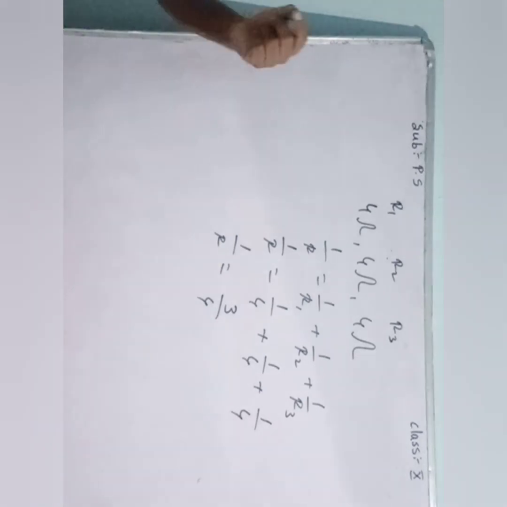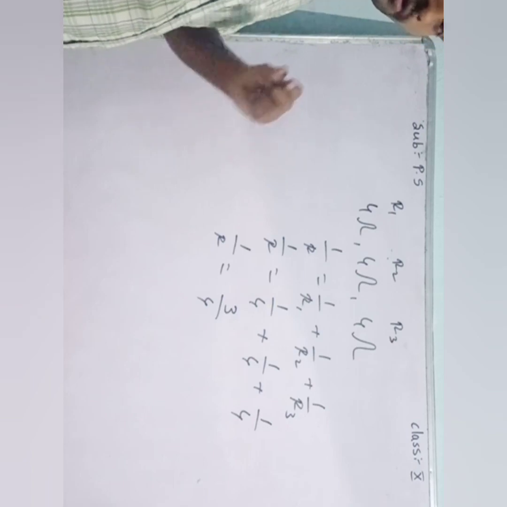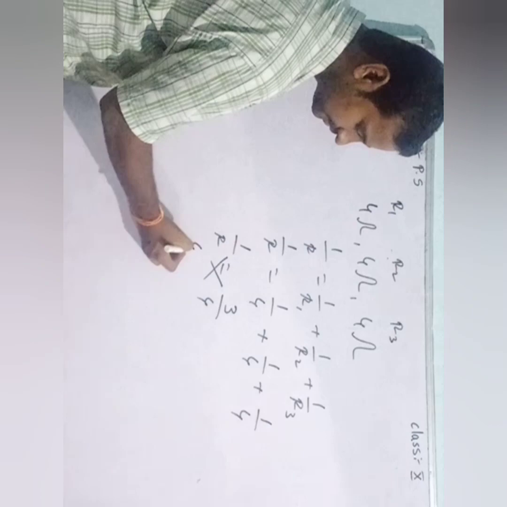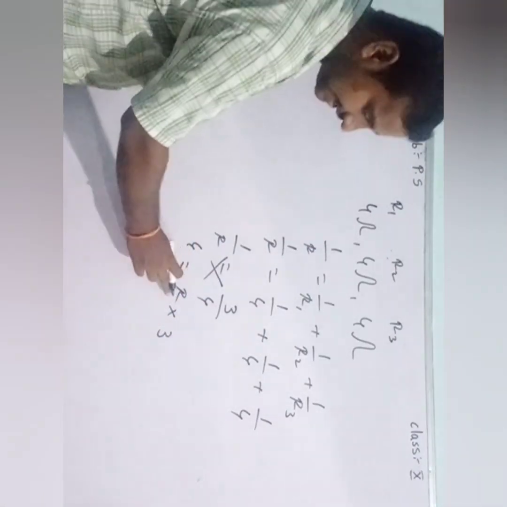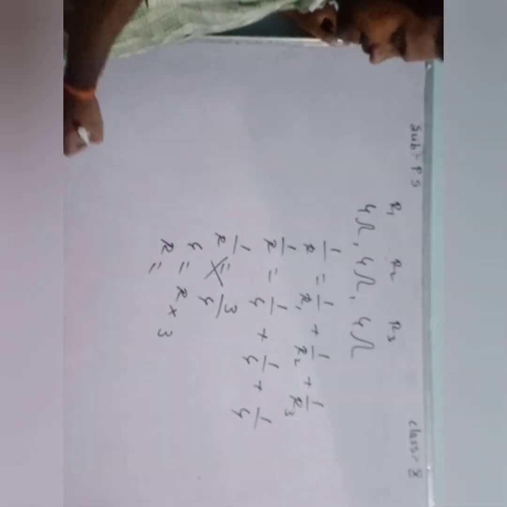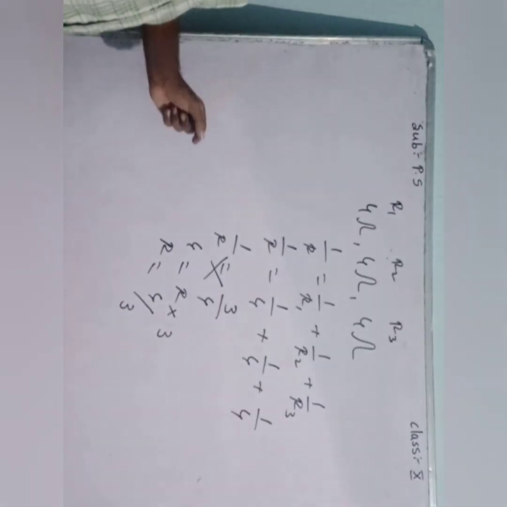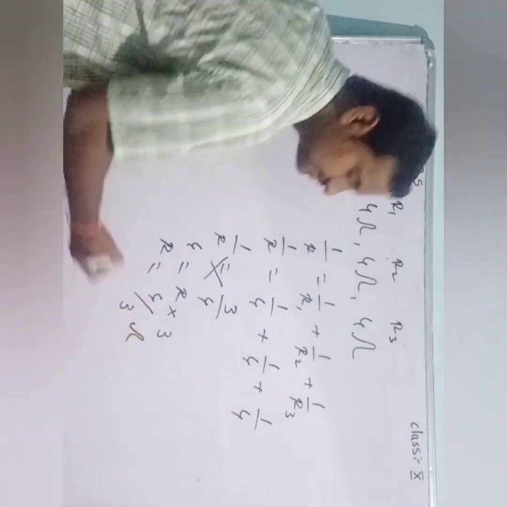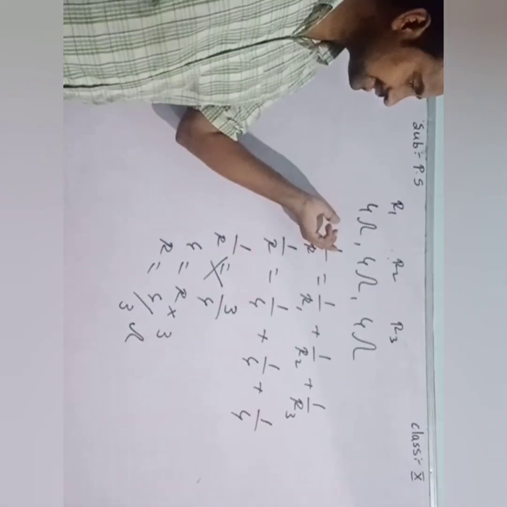But we have to find the R value, or equivalent resistance. So just do the cross multiplication: 4 into 1 and R into 3. If you want the R value, R is equal to simply, transferring 3 to the left-hand side, 4 by 3. So what is the equivalent resistance in parallel combination? R is equal to 4 by 3 ohms. Clear all of you? This is parallel combination of resistors. Okay.